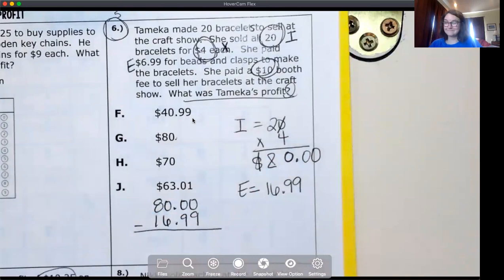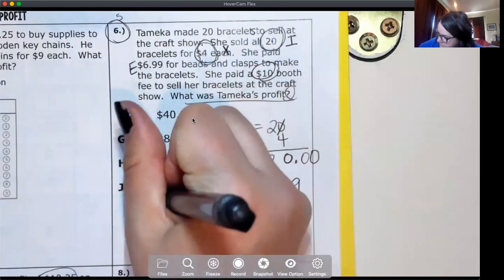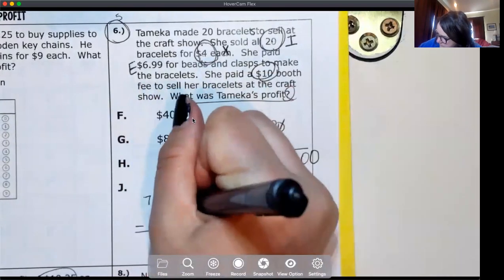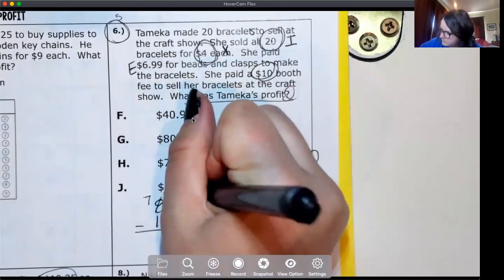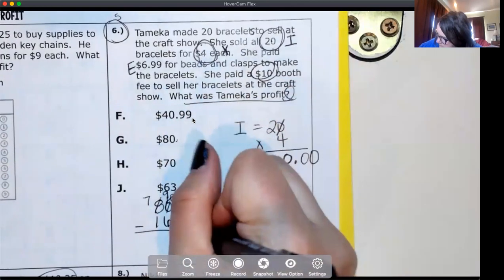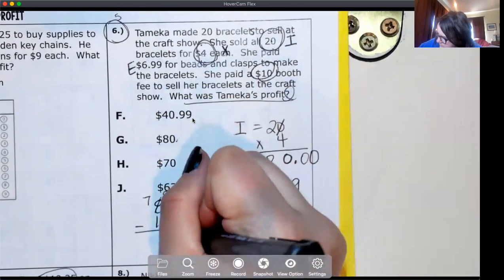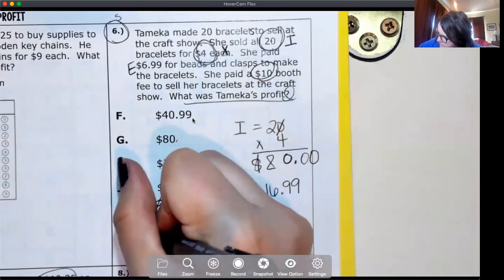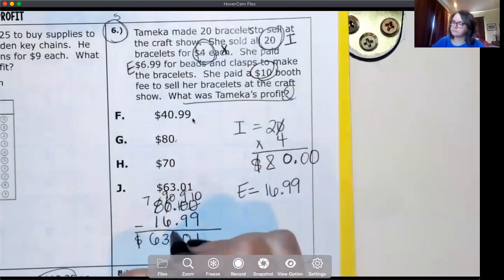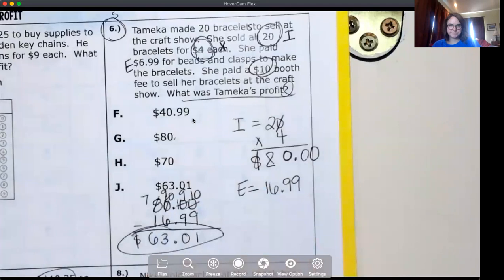You can finish before me. Go. Her profit was $63.01.